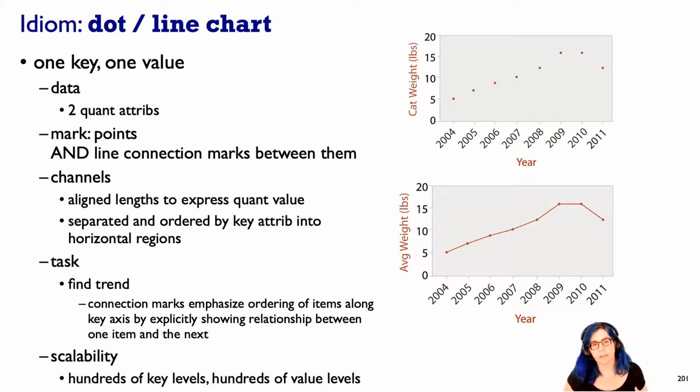Okay, so what's the task here? So structurally, this was similar. We just had one key and one value, but here we're really emphasizing trends. These connection marks between the dots are very strongly emphasizing the connection between, in this case, the years. So linking that up visually really leads you to see trends with line charts. In terms of scale, we can do roughly hundreds of these key levels, in this case of the years, and hundreds of these value levels. In this case, again, it's the weight of my particular cat across the year. You can see there was an enforced diet right in the middle there.